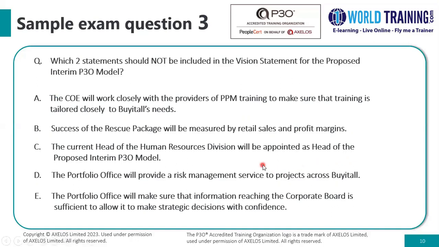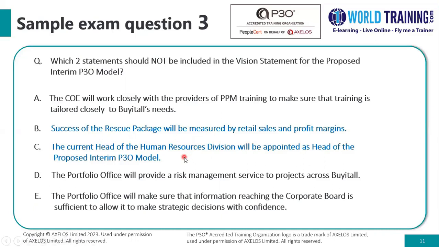The correct answer for question number 3 is options B and C. The reason why B is correct is because this is the measure of success for the programs, not a measure of success for a P3O model, and therefore should not be included in the P3O vision statement. It's more a component of a program, not a component of the P3O model.